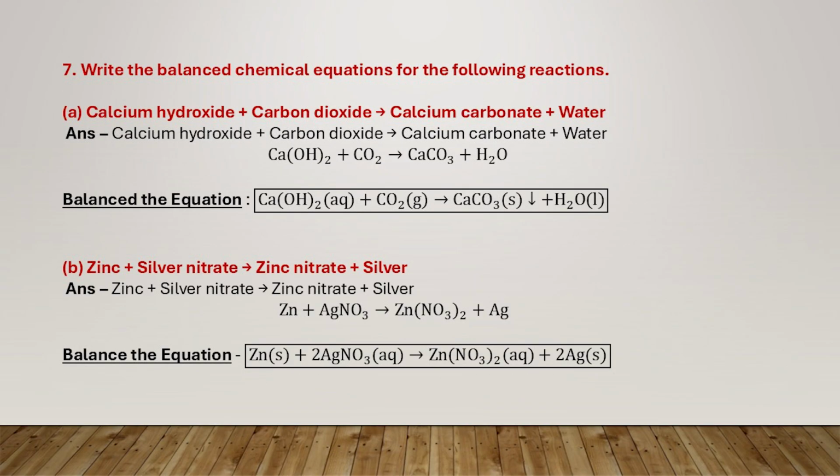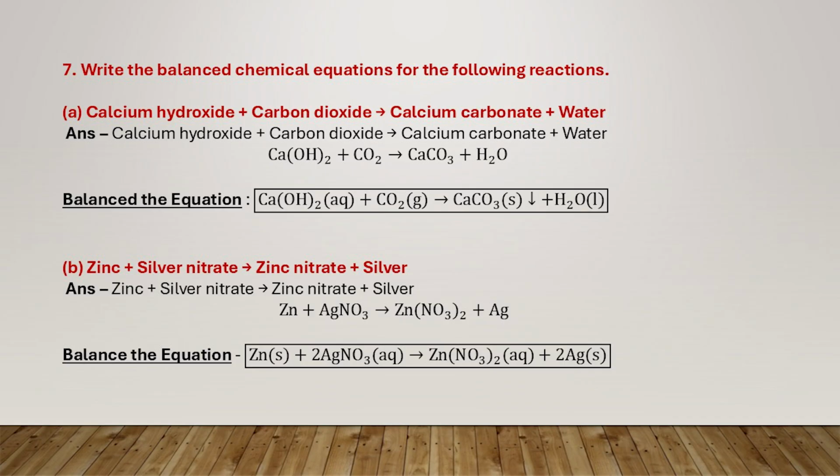7. Write the balanced chemical equations for the following reactions. A. Calcium hydroxide plus carbon dioxide gives calcium carbonate plus water. Answer: Ca(OH)2 + CO2 → CaCO3 + H2O. Balance the equation: Ca(OH)2(aq) + CO2(g) → CaCO3(s) + H2O(l).